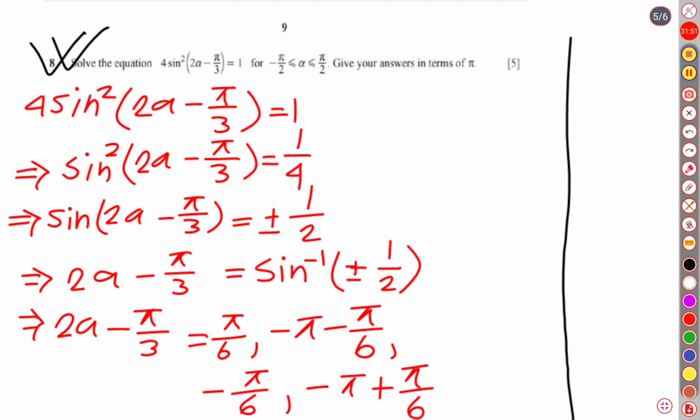So the question says 4 sine square of (2 alpha minus pi over 3) is equal to 1. Again, look at this. This is also a transformed curve, because this is not simply written sine alpha. It is written sine square of twice alpha minus pi over 3 is equal to 1. So this is a transformed graph, a transformed function. We will have to be very careful while solving this. Let's start the solution.